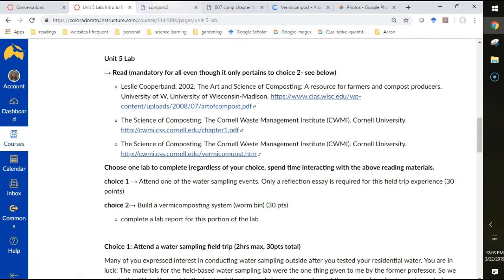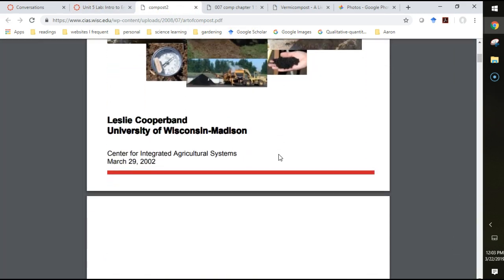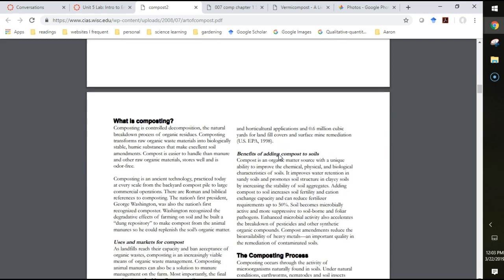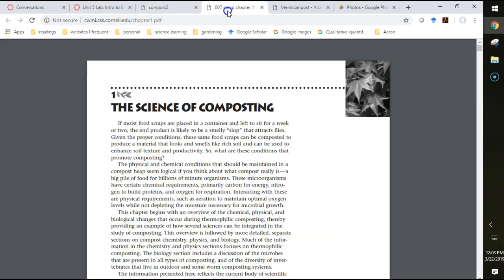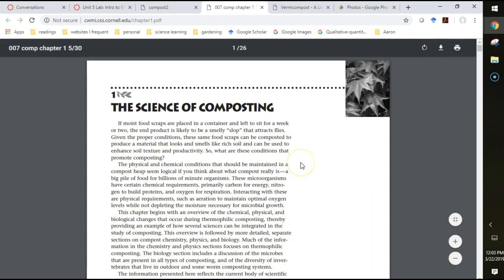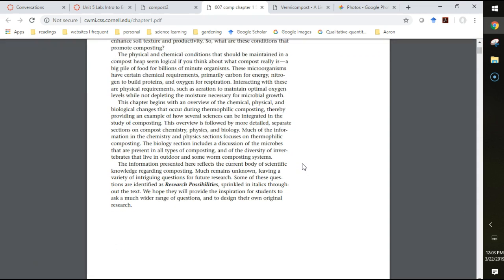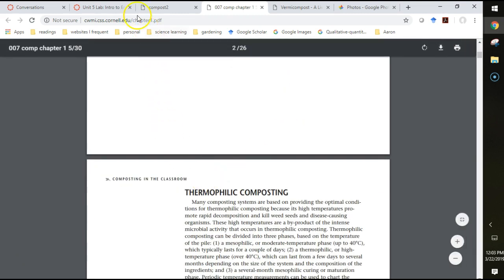Oops, looks like I have that one in there twice. This is a manual developed for an audience who might be using composting in larger agricultural and industrial applications. And here is another article tailored more to a home user and or a small classroom setting. Okay.